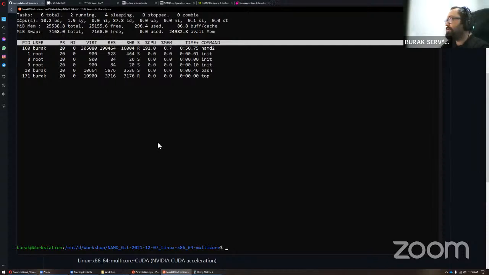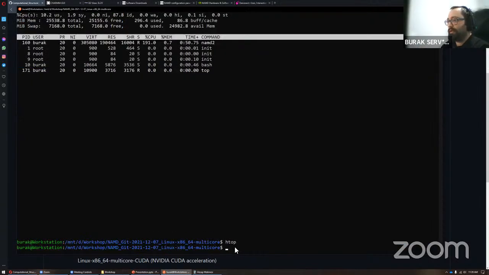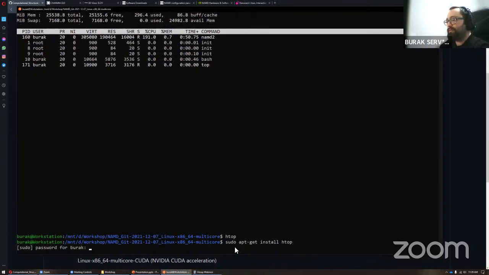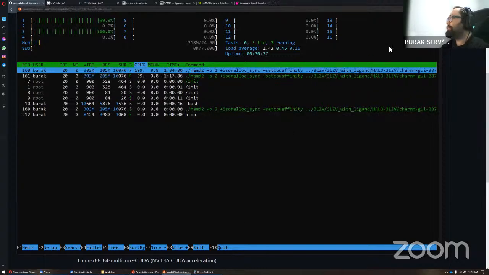And also I want to show another software command. It's htop. It's an alternative to the top command, and you can use sudo apt-get install htop to install this application on your Ubuntu or Linux. Now we can call htop, and actually it looks better.